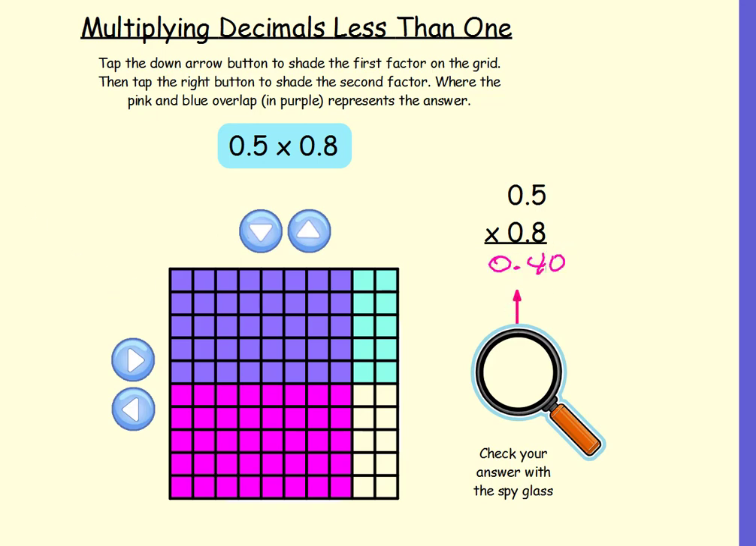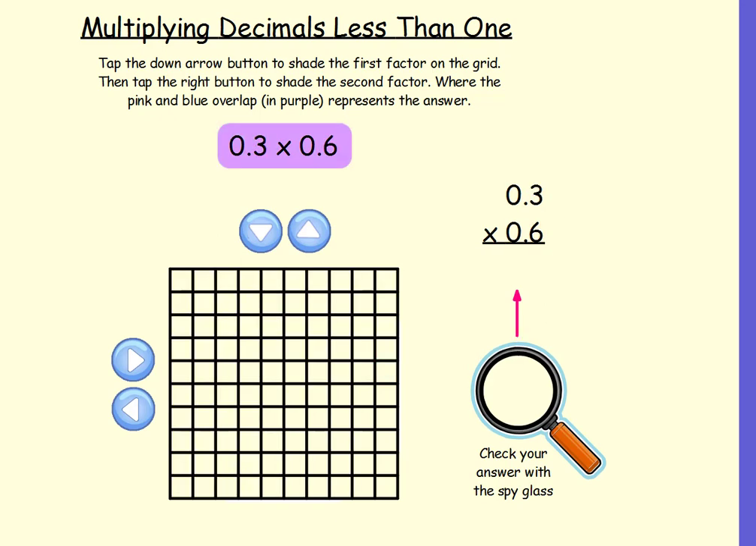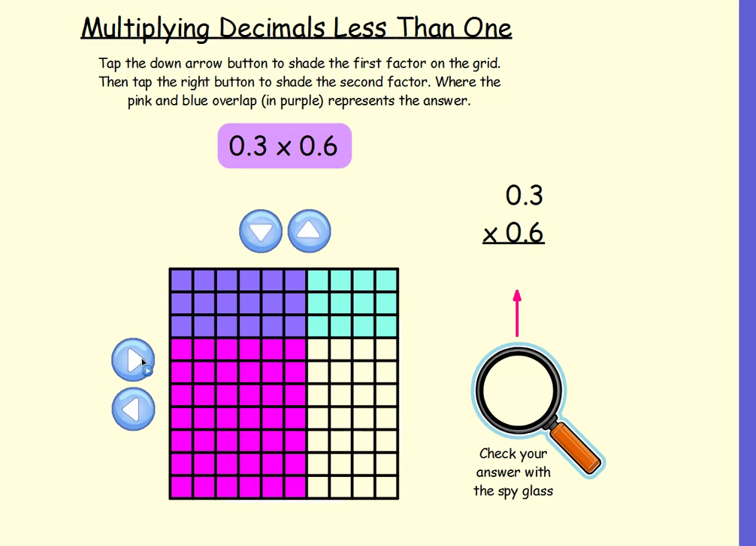All right, let's try another one. 3/10 times 6/10. So I'm going to start with my 3/10: 1/10, 2/10, 3/10. Since I went horizontally, my 6/10 is going to go vertically. So how many columns do I need? 6. 1, 2, 3, 4, 5, 6. And then the area that overlaps where you shaded both is going to be the answer.